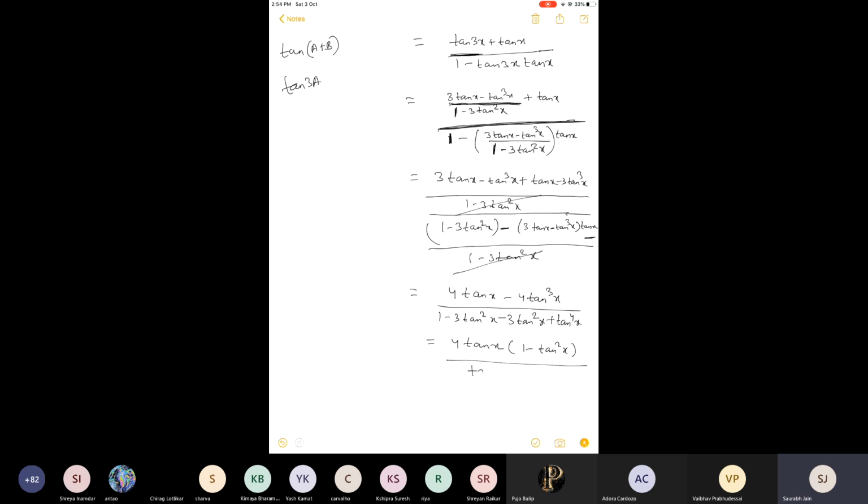Write it in the descending order of the powers. First tan to the power 4, then the middle two terms, their addition will be minus 6 tan square x, plus 1. See, once again we have reached the same expression which is there in the right hand side.